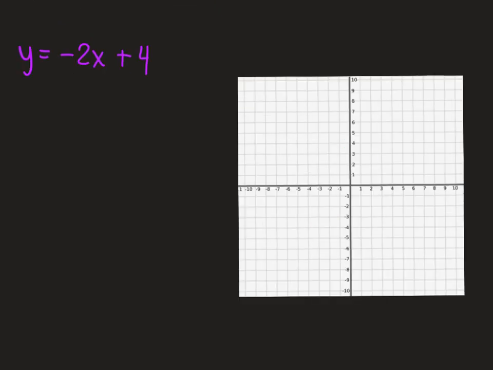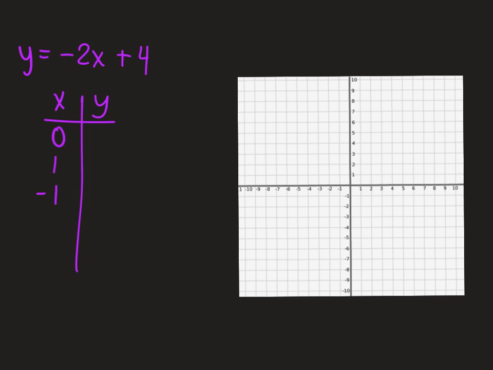Let's do the second strategy, which is to make a table. Make a table just means make a little chart. We have x's, we have y's. You get to pick any number you want for x. My favorite numbers are 0, 1, and -1. Sometimes 2 is good, sometimes -2 is good. If this number in front of the x is a fraction, then I pick different numbers, but in this case, 0, 1, -1, 2, -2, any of those are good. You really just need 3 numbers. 3 numbers is enough to make a line.